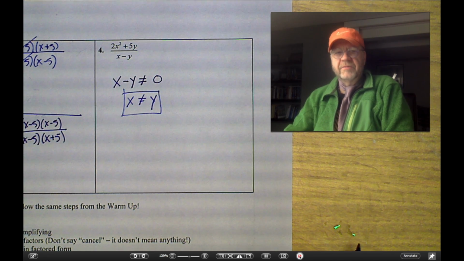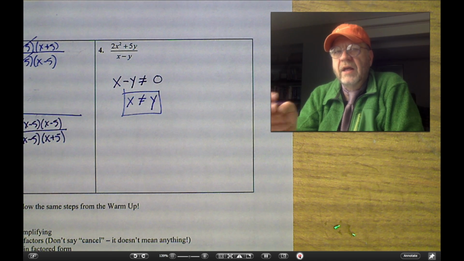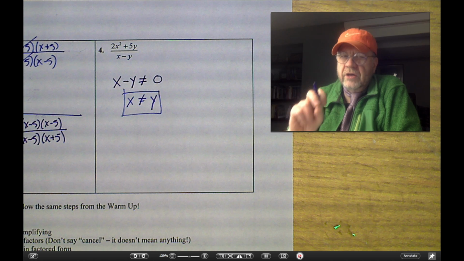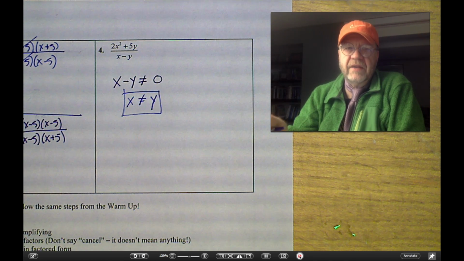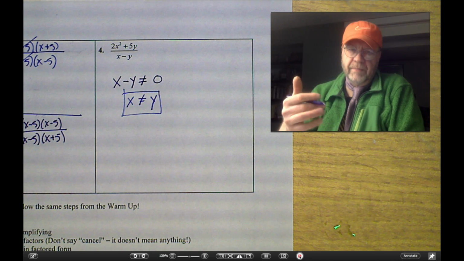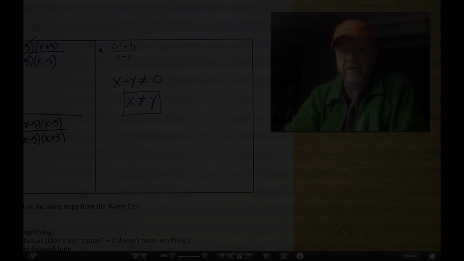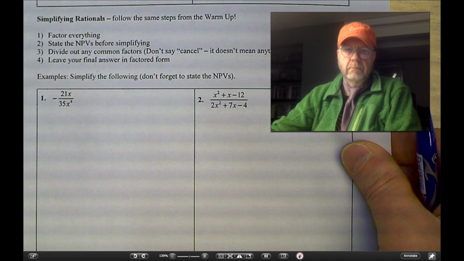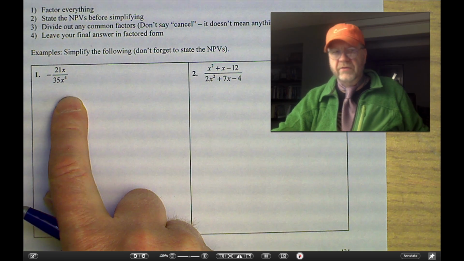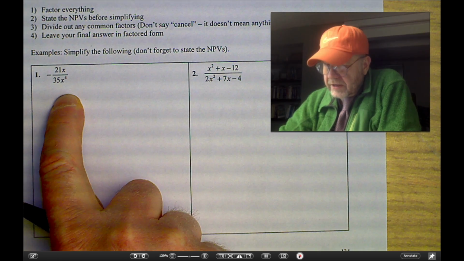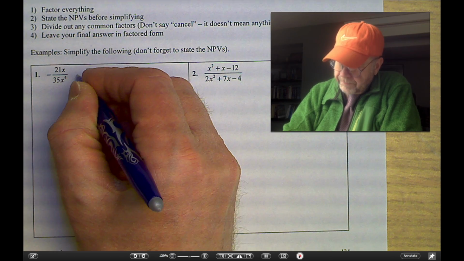All right, let's move on to doing some simplifying now. Now we've got the idea of non-permissible values. Like simplifying radicals, you're going to have to simplify and then state your NPVs. Just like in radicals, you simplified and you stated your restrictions. Same thing, two parts to every question. So remember at the beginning of my talk, I talked about how there was a complicated way to deal with numerators and denominators, and then you show the dividing out. Well, we're going to start putting it to use here.